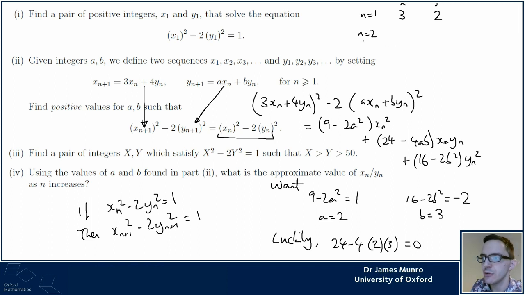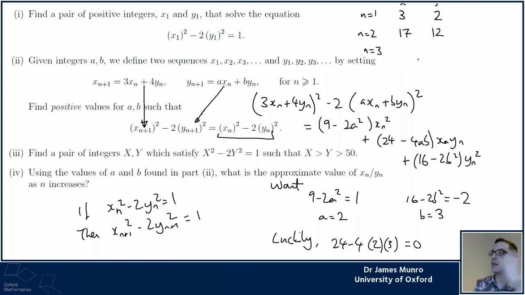For n is 2, I'm going to work out my new xn. So my new value of x is going to be x2. That's going to be 3 times xn plus 4 times yn. So 3 times this plus 4 times this is 9 plus 8, which is 17. And over here we're going to have a times xn plus b times yn, and I've decided that a is 2 and b is 3, so I want 2 of these and 3 of these. 6 and 6 is 12. Aha, that's the 17, 12 example that somebody gave us earlier.